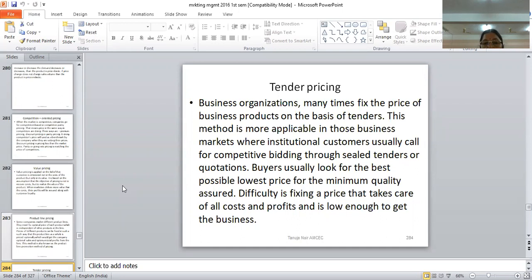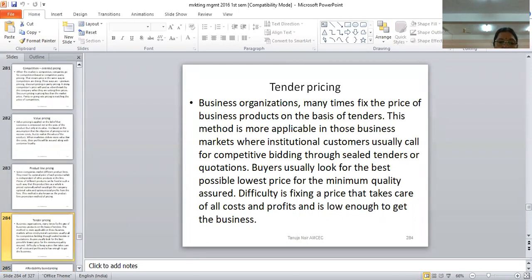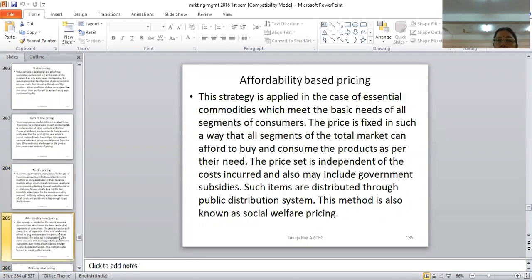So here in tender pricing, sometimes the pricing is fixed so low that it becomes difficult for the organization to recover their cost or to get a minimum profit. So that problem can arise. Sometimes the tender pricing may be bidded at such a low price that the company will find it difficult to recover its cost or to recover at least minimum profits.